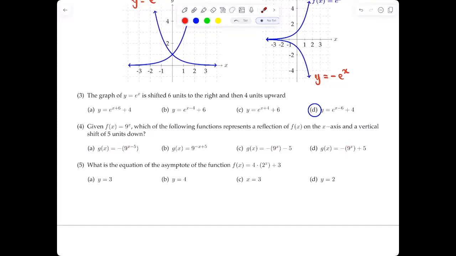Now, a vertical shift of 5 units down. So this is a vertical shift down by 5 units. This is a vertical shift up by 5 units. This is a horizontal shift. So the answer in this case is C.